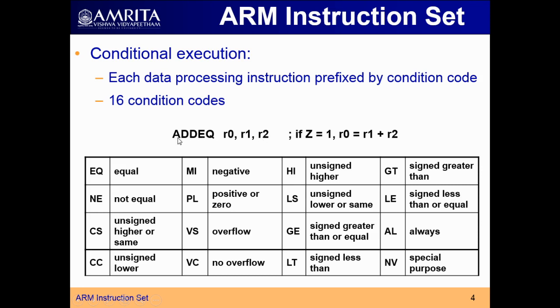That is in the case of a normal add R0, R1, R2. But here, in addition to add, you are adding one more condition code known as EQ. So what does that EQ mean? When you are adding EQ, it will check for the zero flag. If the zero flag present in the CPSR is set, then the addition will be performed. If the zero flag is 0, then this instruction will not be executed.